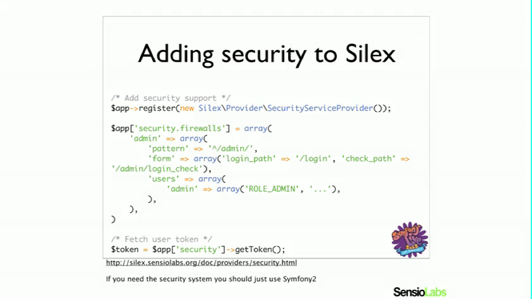And just like Symfony 2, we register a firewall, in this case /admin, and everything that matches /admin. If you're not authenticated with the role admin, we will redirect you to the login path, and we expect the credential role admin. Once you're logged in, you can access the user's token, which could be the user object or it could be an OAuth token or whatever you need, via app security get token.